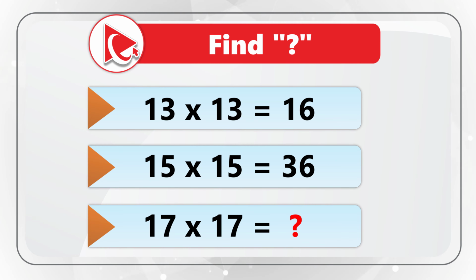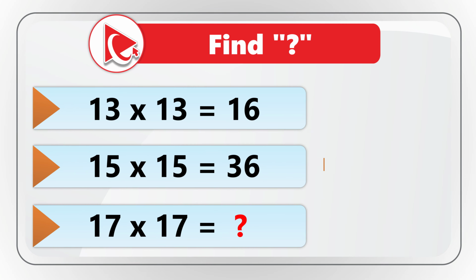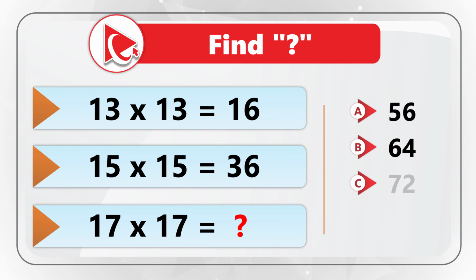You need to calculate and select the missing number out of four different choices. Choice A, 56. Choice B, 64. Choice C, 72. And choice D, 81.